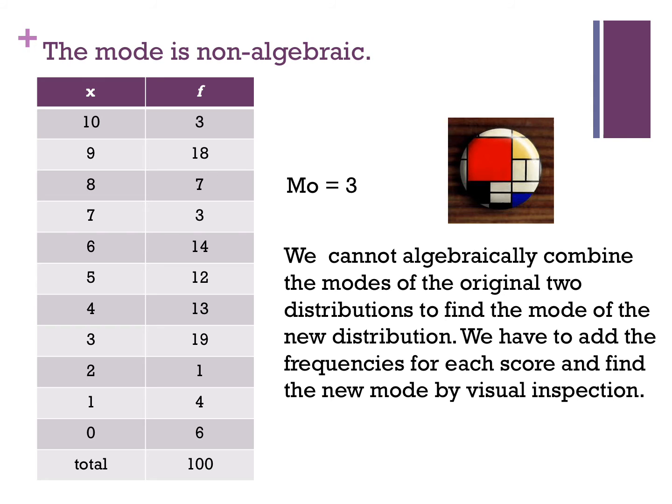The mode is a non-algebraic statistic, meaning that we can't use a streamlined method to compute a mode with combined distributions. Instead, we have to take it step by step, and for each x value, add up the frequencies in the two distributions. This is yet another limitation of the mode. When we combine the distributions step by step, we find the mode for the new distribution is 3. A fairly satisfying choice for the center of the distribution.